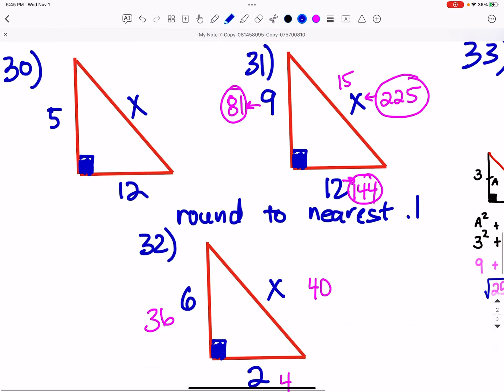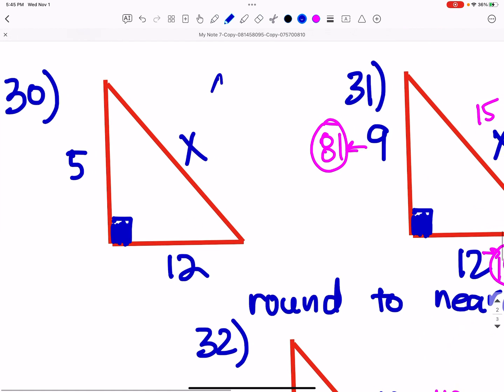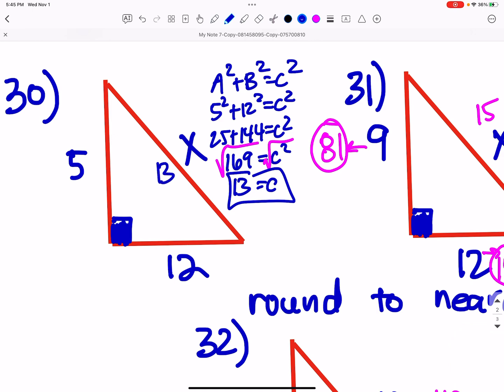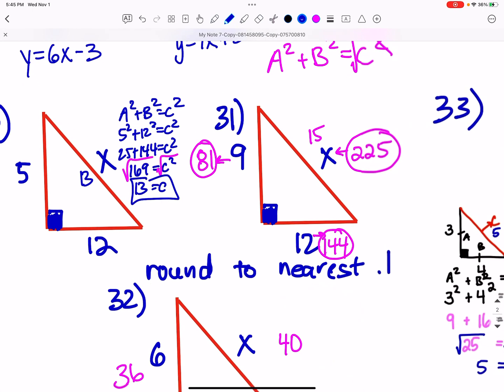Let's see. This is a squared plus b squared equals c squared. 5 squared plus 12 squared equals c squared. 25 plus 144 equals c squared. 169 equals c squared. I take the square root of both sides. And c equals 13. So this is 13. I use c, but you could use x too. Same thing over here.